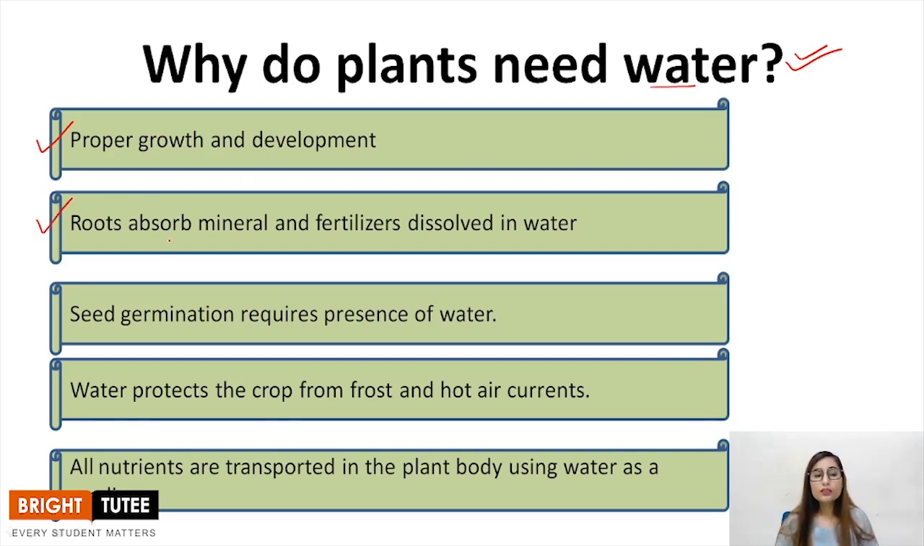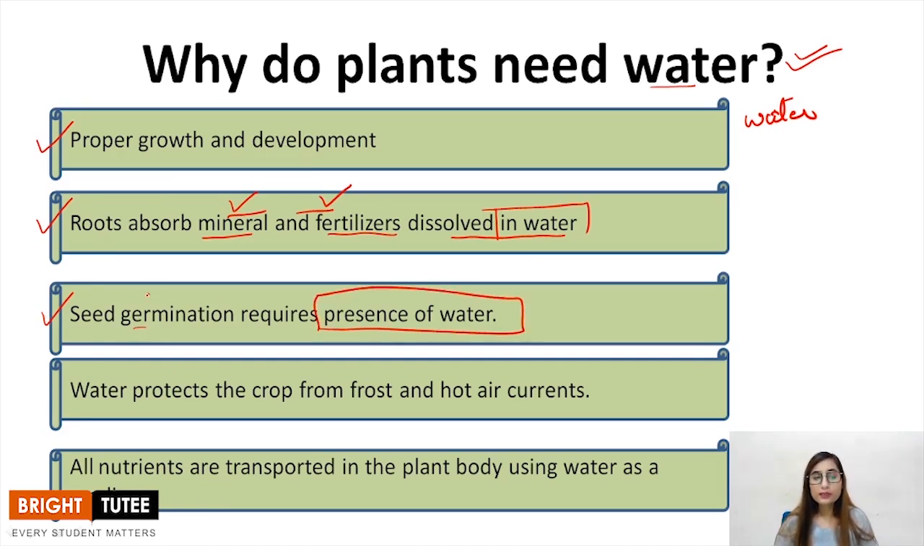Secondly, roots absorb minerals and fertilizers dissolved in water. If roots are absorbing anything from the soil, then it has to be dissolved in water. So for the plant to absorb the minerals and fertilizers, they have to be dissolved in water so that the roots of the plant will absorb them. So that is why water is necessary for the minerals and fertilizers to reach the plant with the help of roots, right?